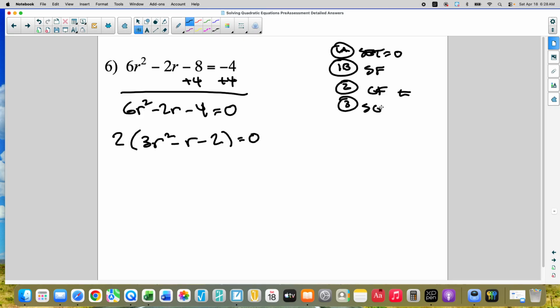It's not a special case, so we'll do a times c. 3 times negative 2 is negative 6. 1 and 6, 2 and 3. Signs are different, and bigger is negative again.